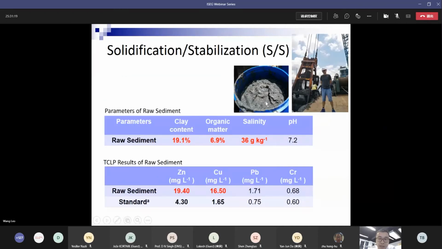This is dredged marine sediment. This sediment has a high clay content. If we use this sediment for construction materials, it will lead to low strength due to the high content of clay compared to natural aggregate. Also, the organic matter in the sediment will delay the hydration, leading to low compressive strength. Such a high content of heavy metals will also influence the hydration, leading to low properties of the final product.